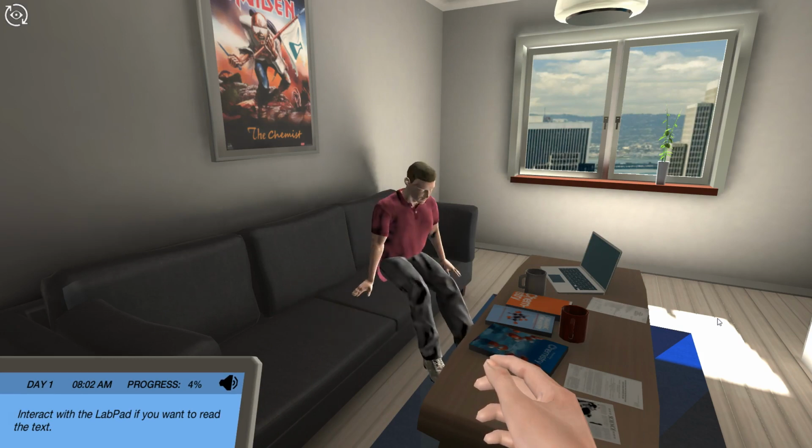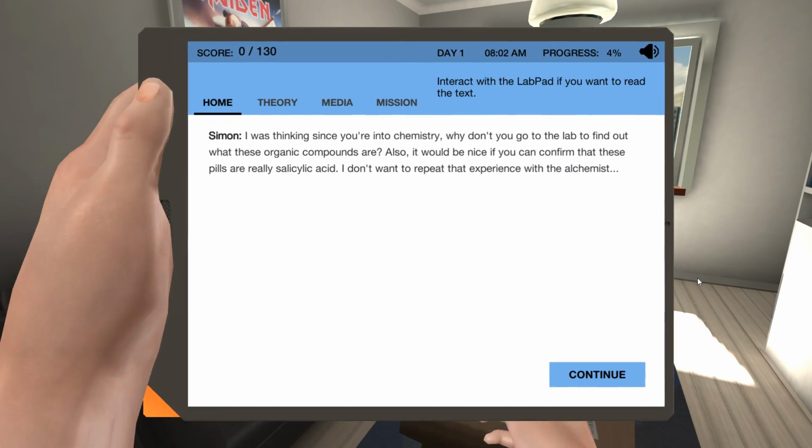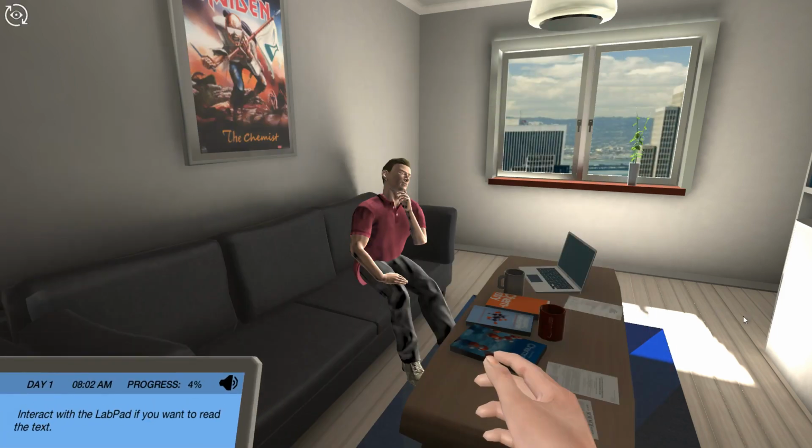I was thinking, since you're into chemistry, why don't you go to the lab to find out what these organic compounds are? Also, it would be nice if you can confirm that these pills are really salicylic acid. I don't want to repeat that experience with the alchemist.